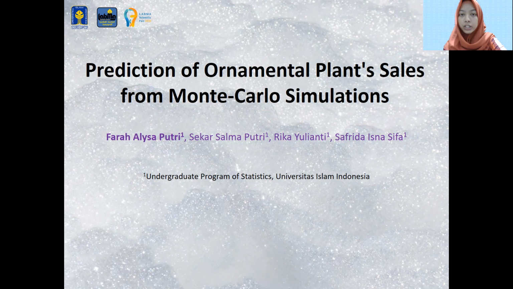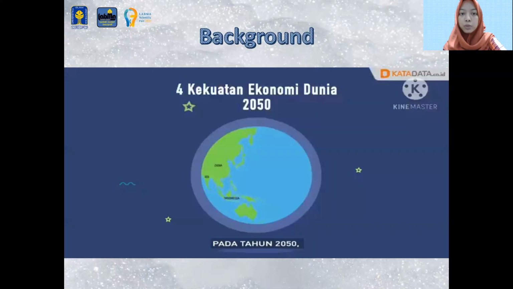On this occasion, I would like to present our research with the title Prediction of Ornamental Plant Sales from Monte-Carlo Simulations. Indonesia is projected to become the fourth economic power in the world due to a large number of productive age and middle-class groups. A large number of productive age populations is like a double-edged knife for a nation. With them, Indonesia will get a demographic bonus.